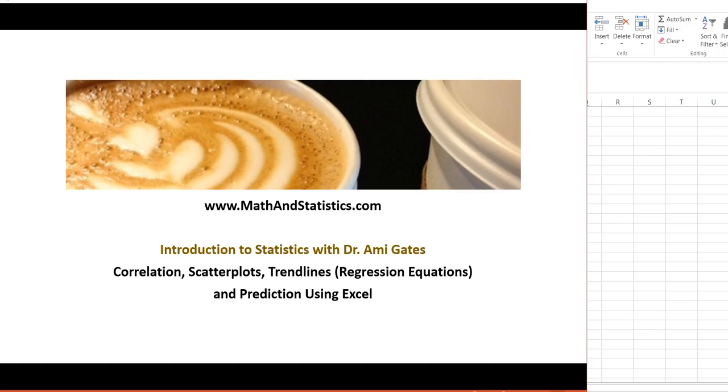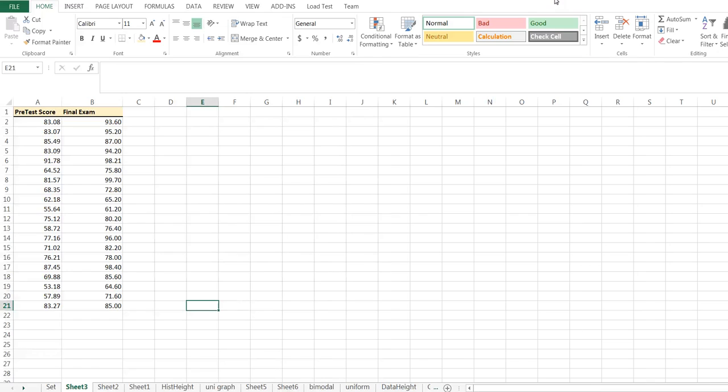It's going to focus on correlation, scatter plots, trend lines, and prediction, all using Excel. The data set that we're going to be working with is made up of two variables. The first variable is a pretest score, and the second variable is the final exam score. So each student will take a pretest and get a score, and then they will take a final exam and get a score as well.